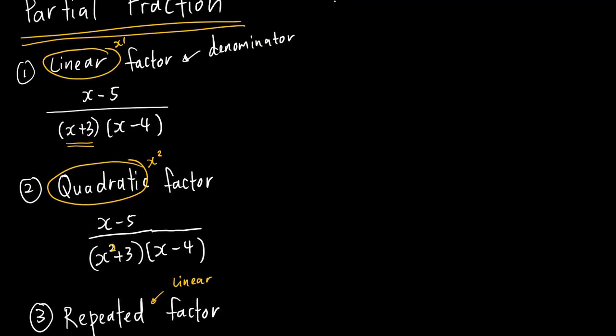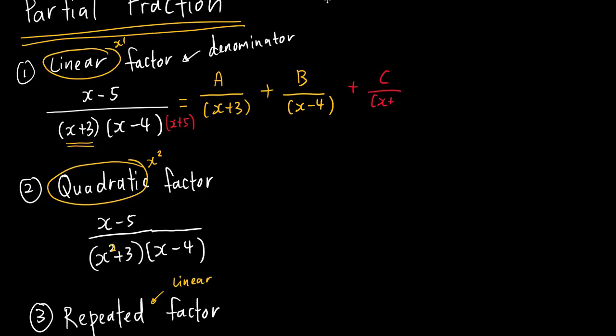In the first category, linear factor is very easy. If the question given has linear factors, what you can do is make it equal to, you copy each of the linear factors here, and then you add a constant for each. I will say A over x plus 3, plus B over x minus 4. If, for example, I have a third term x plus 5, then I will add C over x plus 5. Let's say I have one more term, like x minus 6, so I will add D over x minus 6.